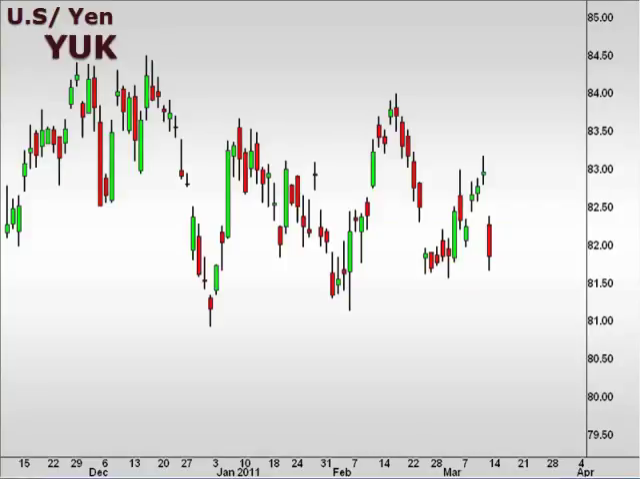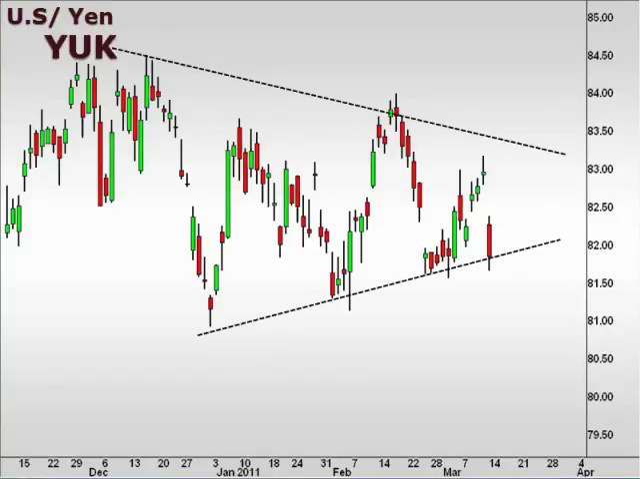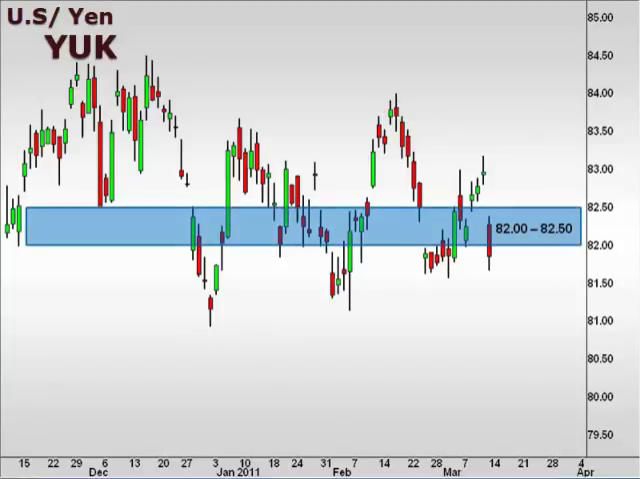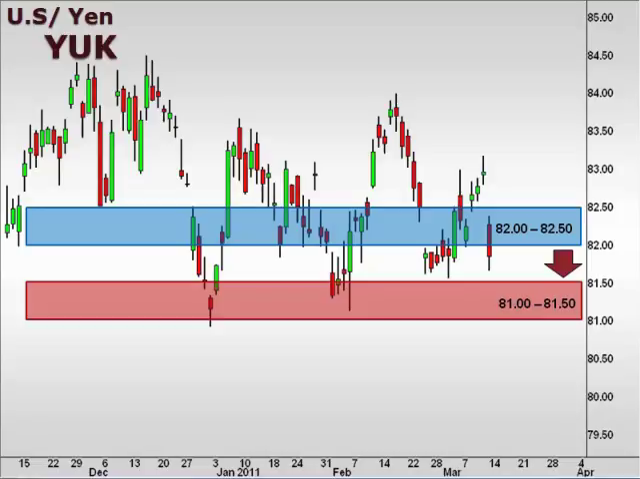Let's take a look at the YUK, the U.S. versus the Japanese yen. Well, the YUK continues to consolidate sideways, forming an indecisive sideways triangle. Now, we saw a significant drop on Friday, and a failure to break back above 82.5 opens the window for a continuation to the downside.